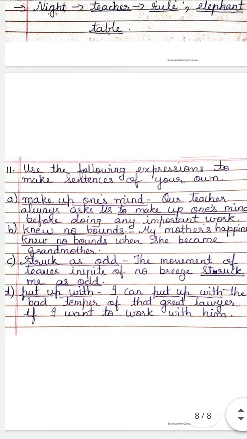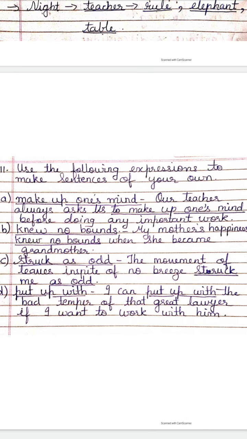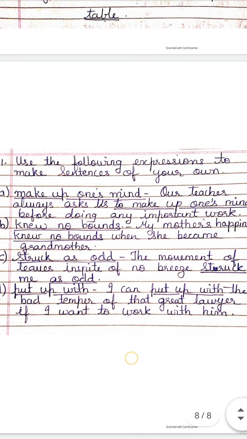Lastly, the type of question which can be asked in language study is: use the following expressions to make sentences of your own. There are 2 chapters where you have these expressions, around 9 to 10 expressions in this first unit, out of which I have given 4 expressions. Make up one's mind. Now remember, these answers are not taken from any digest. I have written them on my own. You can write on your own if you know, or else you can take the ones which I have given you.